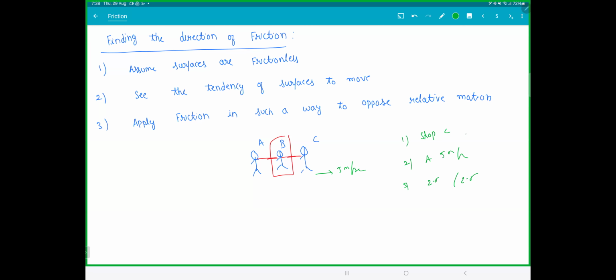Is that making sense? I can do 3 things. I can stop C, or I can make A move, or I can decrease the speed of C and increase the speed of A. Is there any other way that I can do anything here? Is this logic making sense? Now, by Newton's third law, if I apply force on C, I will get a force on A also. That means out of all the options, the third option is the most feasible, because if I try to apply force on C, by Newton's third law I will get one more pair of forces. Is that making sense?